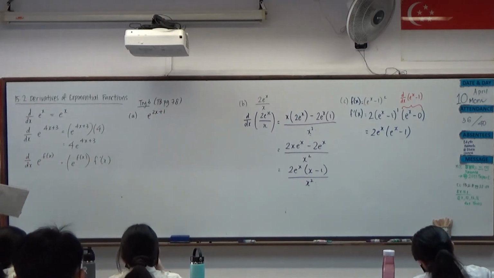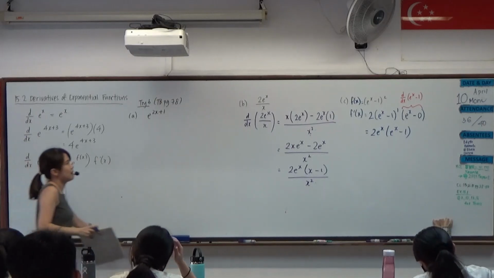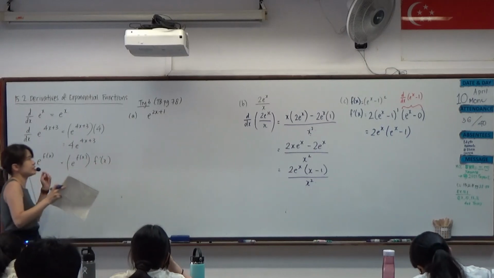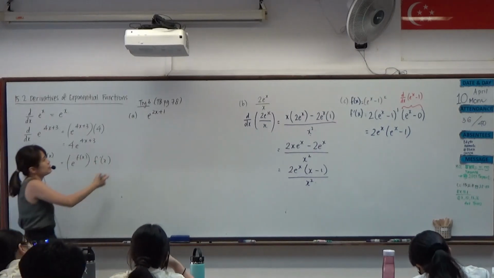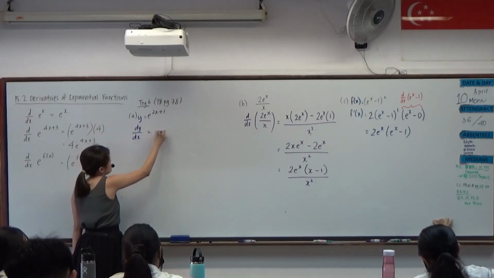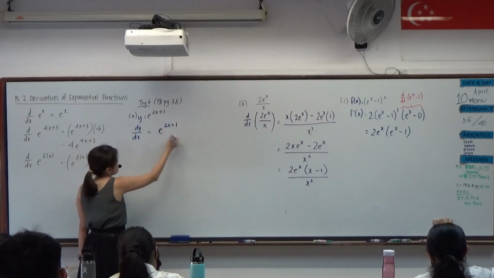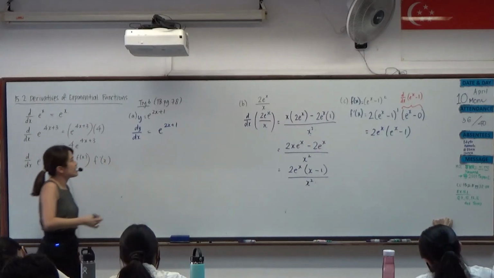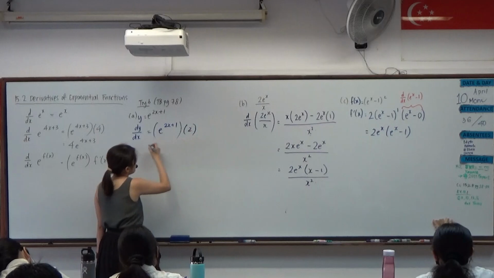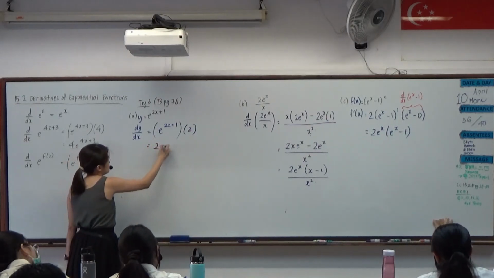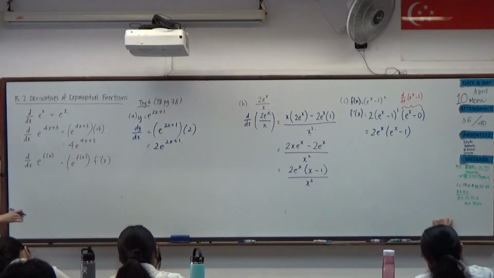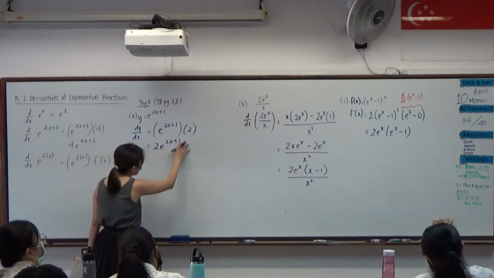Let's move on and look at something more complicated. Earlier on, we have our powers all to be in x. Now our powers are expressions such as 2x plus 1. So if I let y be equal to this, then my dy over dx would be, as mentioned, we keep the entire thing, then we differentiate the function on top itself, and that will give us 2. So we will usually write it as 2e to the power of 2x plus 1.